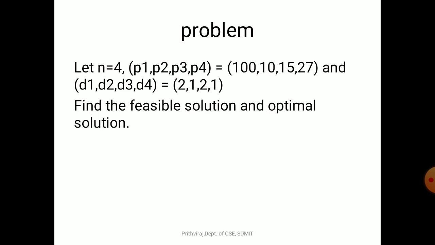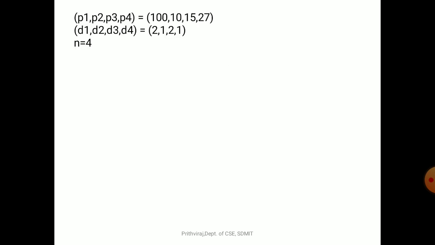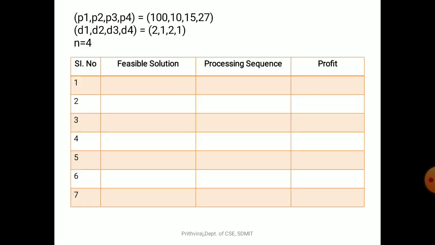Now, the question is, find the feasible solution as well as the optimal solution for this problem. Now, how to solve this? Okay, let us begin. This is the given data, and we'll take this table. One is the feasible solution, then the processing sequence, and the profit. How much profit can we achieve from this?